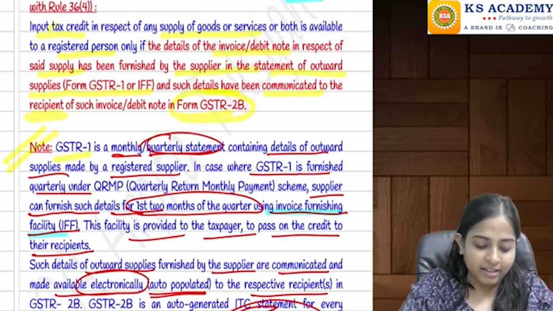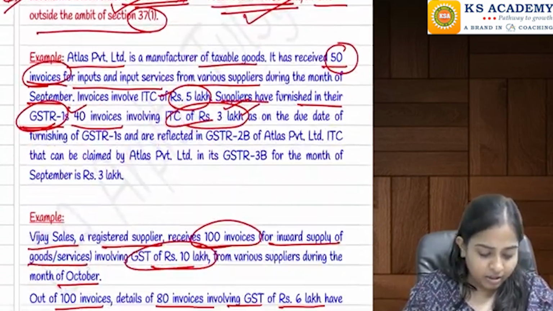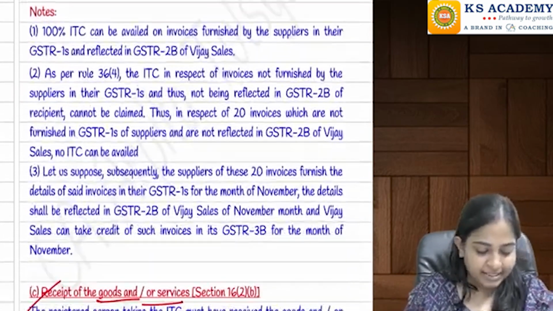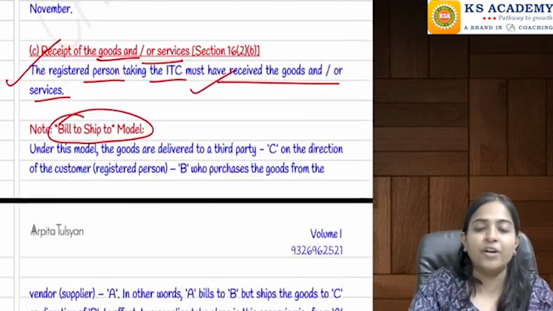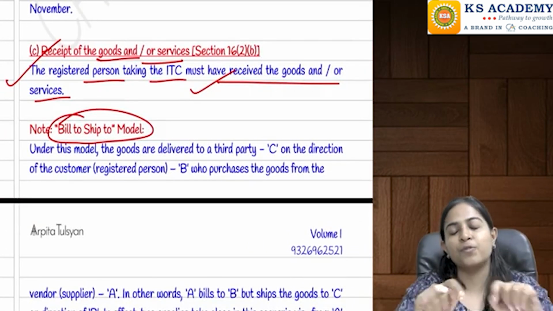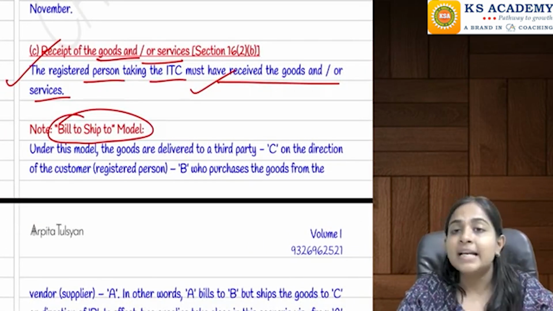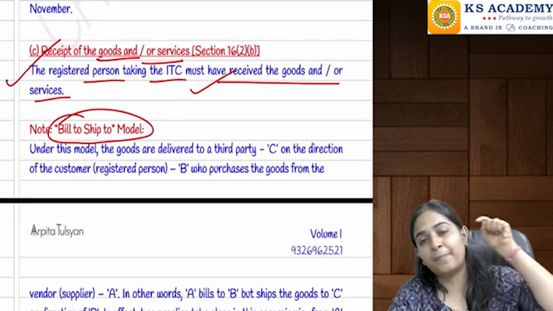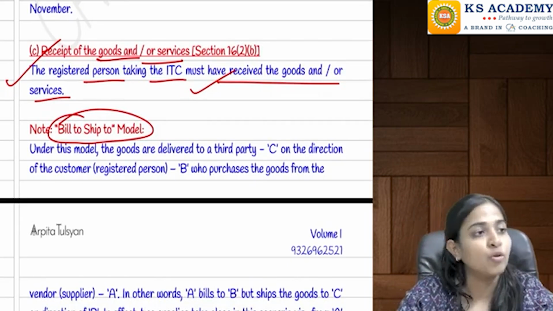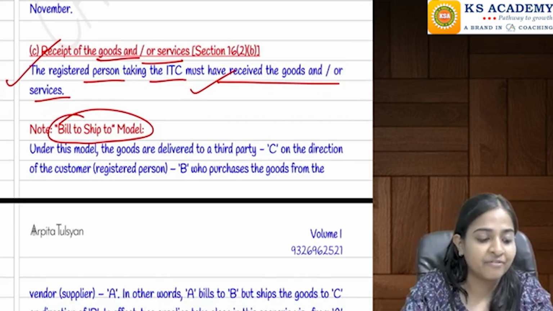Everyone, are you clear till here? Yes. This was the point. We have got some examples given in your book. Okay, that was the second point. First point was you should be having that tax possession document. Second point is GSTR1 or IFF should be filed by the supplier and then it will get reflected in my GSTR2B. Then and only then the credit of the same will be available.